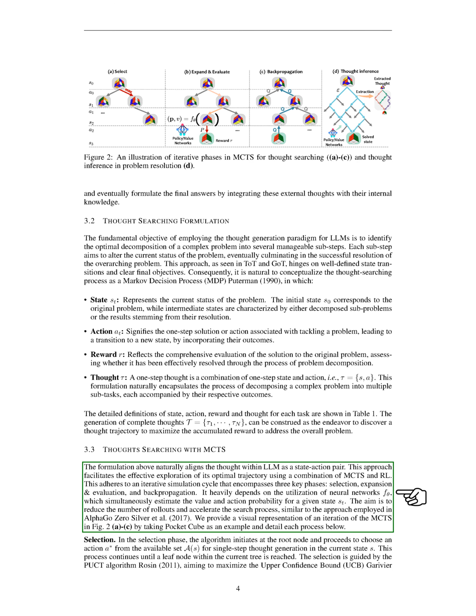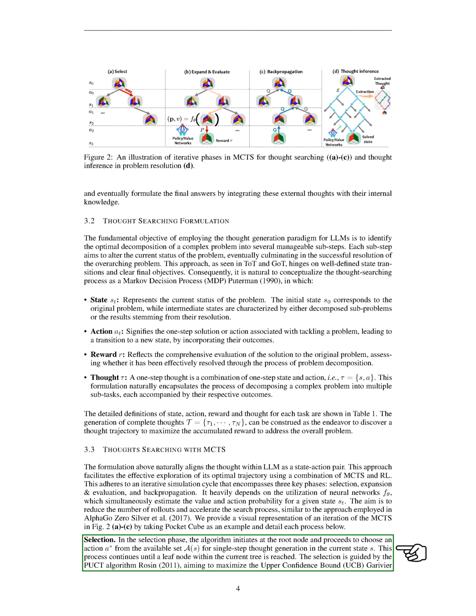This process is iterative and involves three main stages: selection, expansion and evaluation, and backpropagation. It relies heavily on the use of neural networks, which estimate the value and action probability for a given state. The goal is to speed up the search process by reducing the number of rollouts, similar to the approach used in AlphaGo 0. Let's break down each stage.